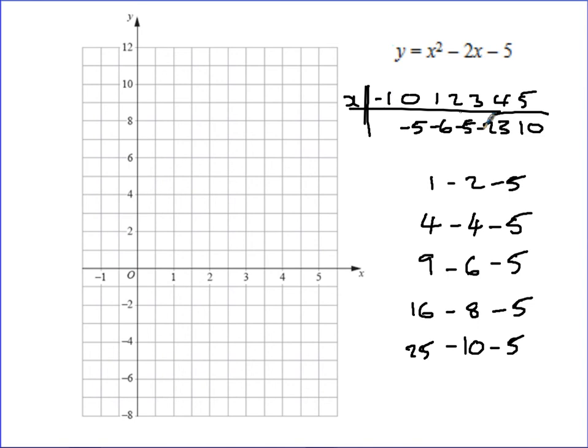And the -1 you can then put in. You can actually see symmetry, so you should expect to see -5, -5, that should be -2. We'll see, -1 squared is 1. Take away 2 lots of -1. 2 lots of -1 is -2, minus -2 is a +2. And then take away 5. That's 3, take away 5 is -2. And then you plot the points on there. So -1, -2, 0, -5, 1, -6, 2, -5, 3, -2, 4, 3, and then 5, 10.